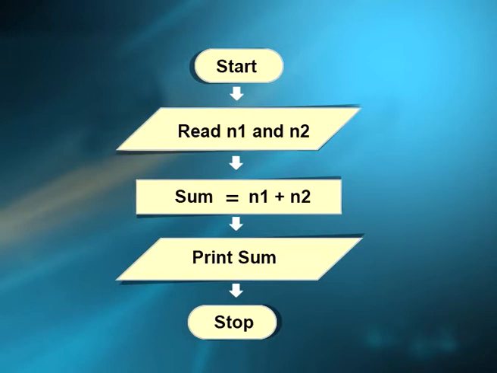The process of finding the sum is depicted in the flowchart using the rectangle. The output value is represented using the parallelogram again. This prints the value inside the variable sum. Finally, the terminal symbol stop ends the flowchart.